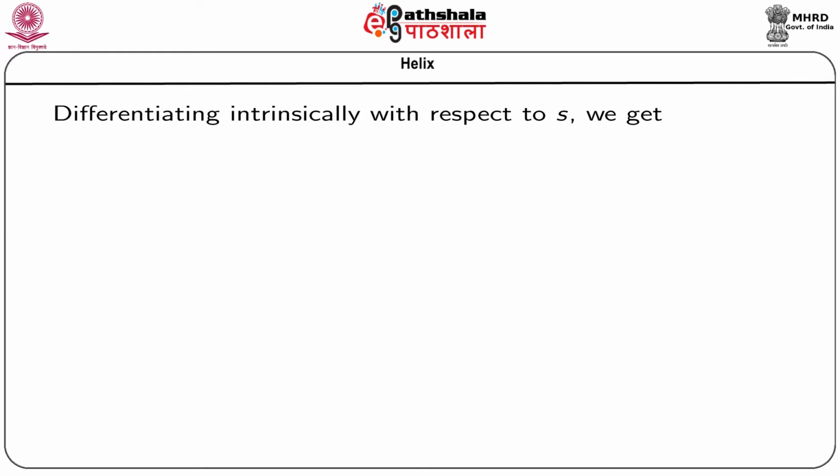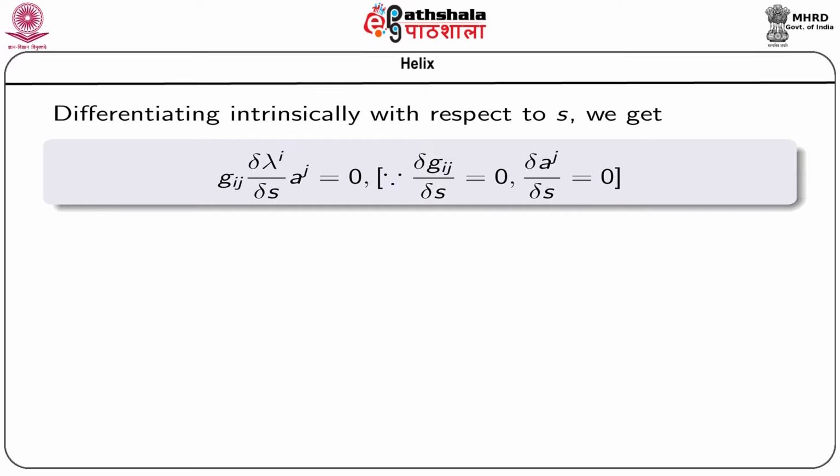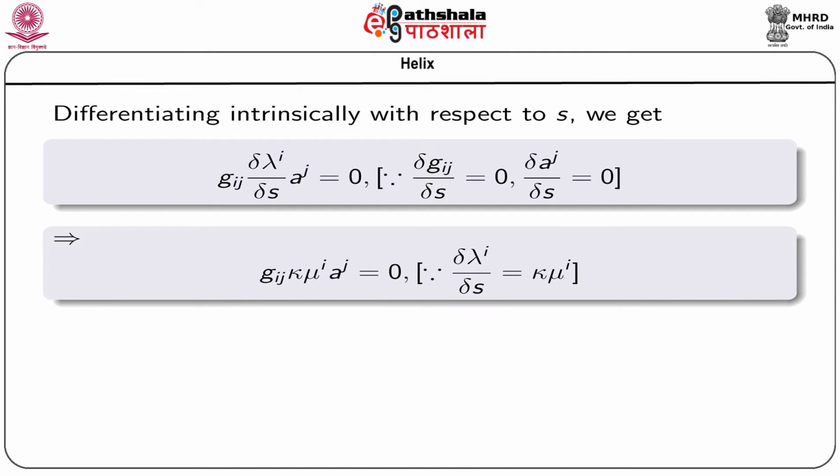Now, differentiating intrinsically with respect to s, we get g I j del lambda I by del s A j equals to 0, as del g I j by del s equal to 0 and del A j by del s equal to 0. Now, using the Serret-Frenet formula del lambda I by del s equals to kappa mu I, we get g I j kappa mu I A j equals to 0.